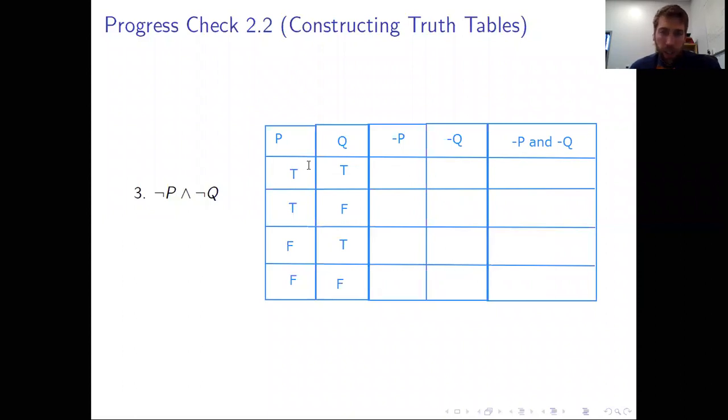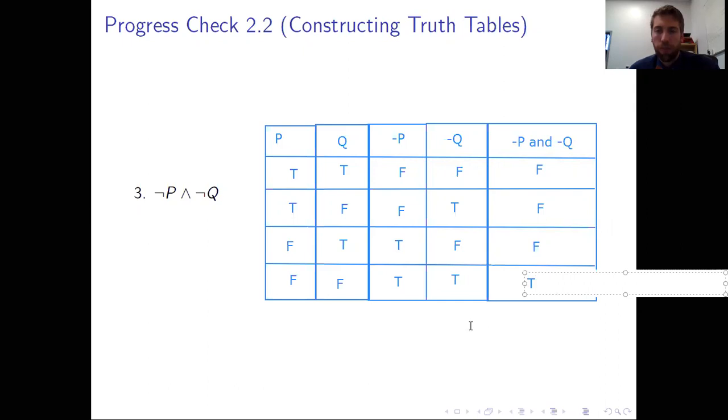So then we negate everything. Negating the P's becomes false, false, and then true, true, and negating the Q's, we get false, true, false, true. And then to do and, it's only true if they're both true. So you get false, false, false, true. And that's how you do that truth table.